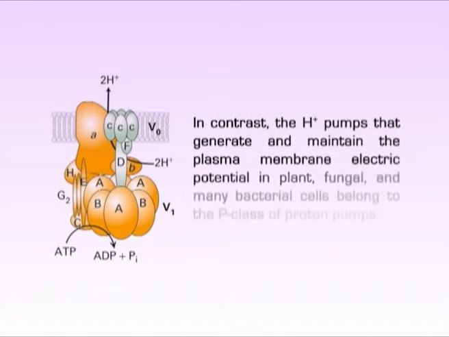In contrast, the hydrogen pumps that generate and maintain the plasma membrane electric potential in plant, fungal, and many bacterial cells belong to the P class of the proton pumps.